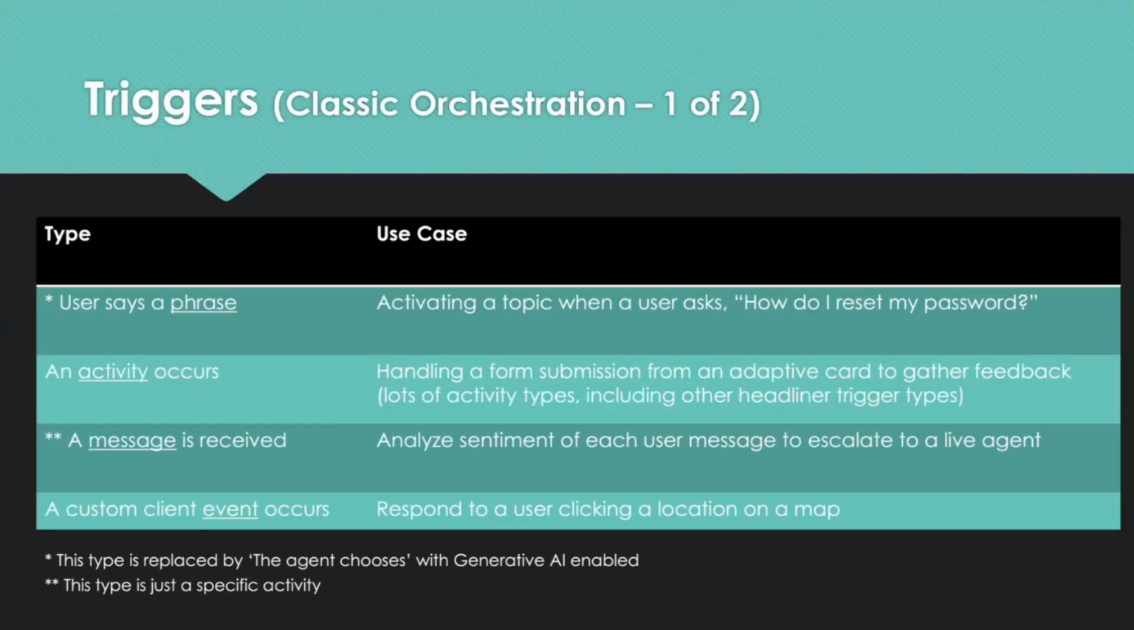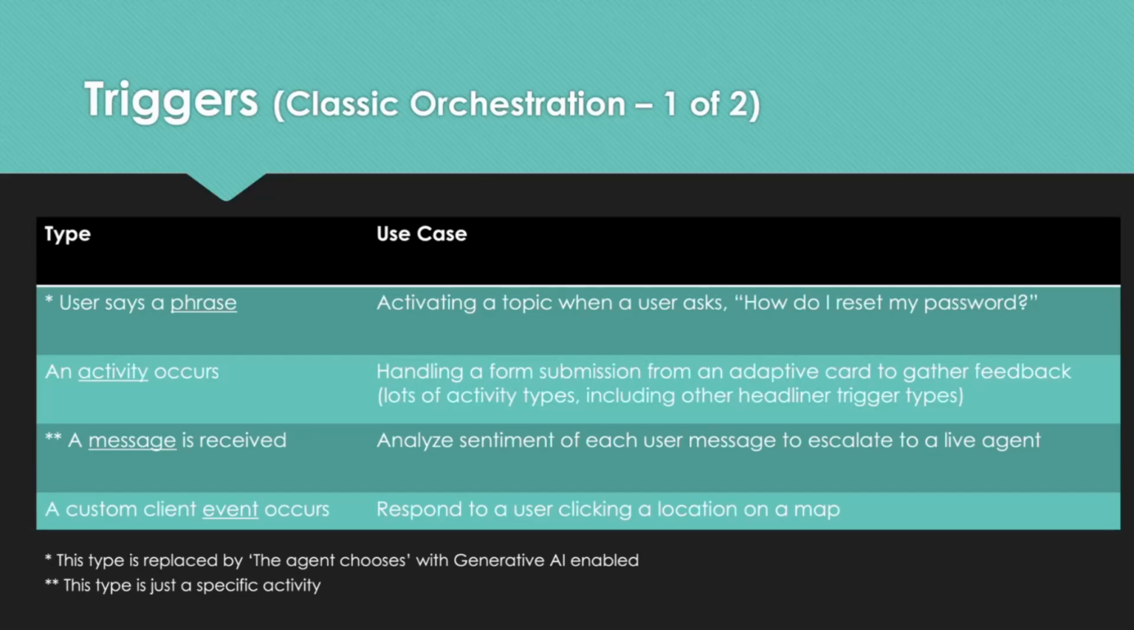So let's jump right into some definitions. We've got a lot of different types of triggers by default. We've got our classic orchestration triggers, and then we have some generative orchestration triggers. Now, in the last few weeks, this has changed to the point where you normally had to enable generative AI inside of your Copilot to be able to see those generative AI features.